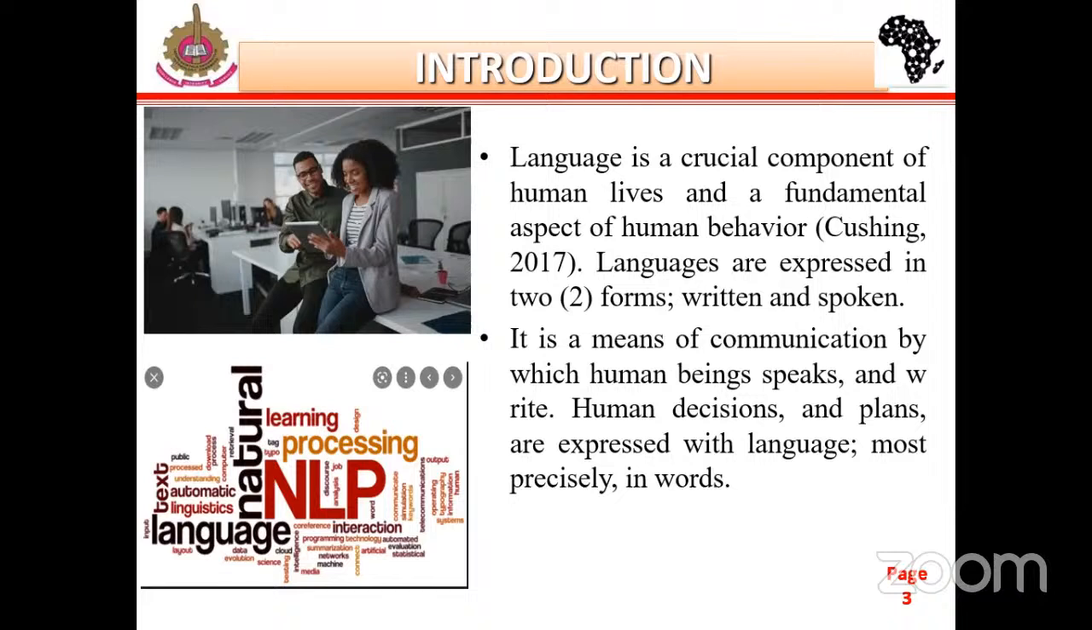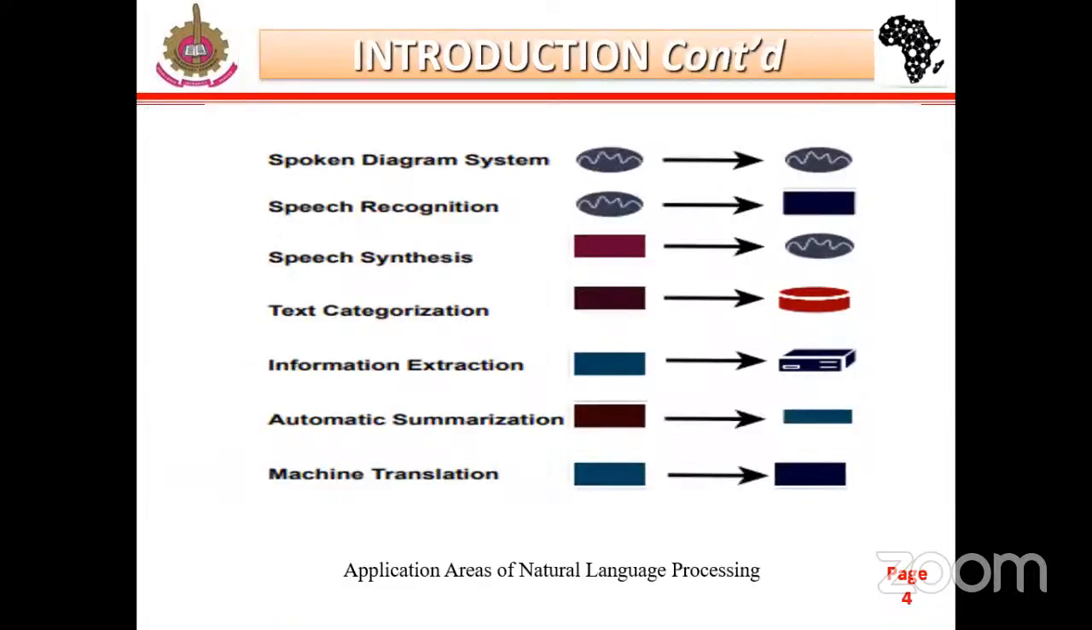It's an aspect of natural language processing, which is one of the core areas of research in artificial intelligence today. The major applications of natural language processing are spoken dialogue systems, speech recognition, speech synthesis, text summarization, information extraction, automatic summarization, as well as machine translation. All of them are depicted with figures that characterize their names and their operation or applications.